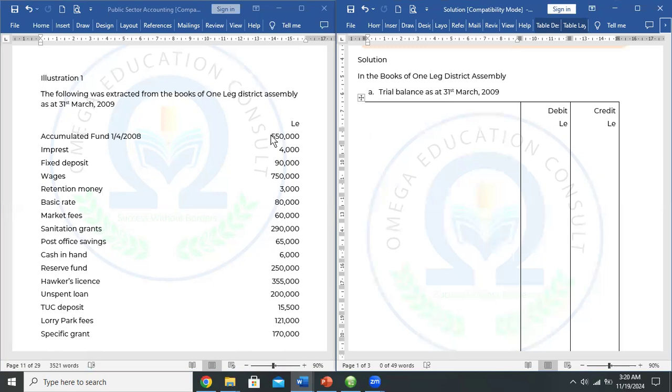Accumulated fund. I'm seeing something in the chat. Let me read that. So please, I'll be back. Okay, Ella. And she says, I'm back. Okay. So accumulated fund, dear professors, any idea as to what it is and whether we should put it at the debit side or the credit side?